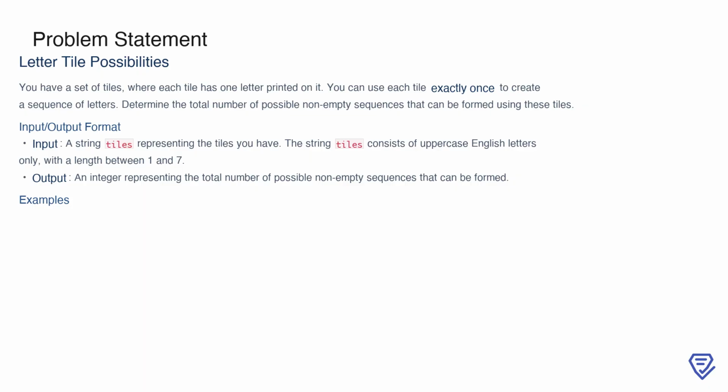For input, we receive a string called tiles, which represents the tiles we have. It consists only of uppercase English letters, and the length of this string can range from 1 to 7. The output is a single integer, representing the total number of unique sequences we can form from these tiles.